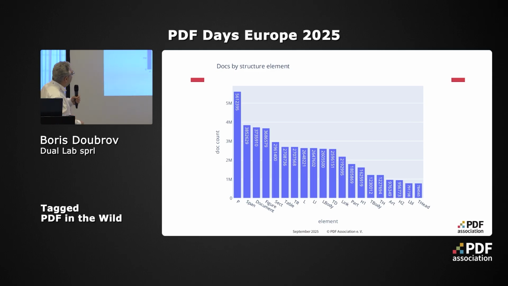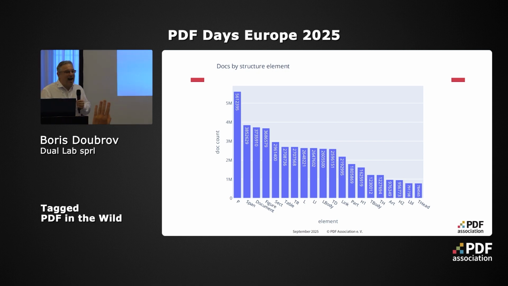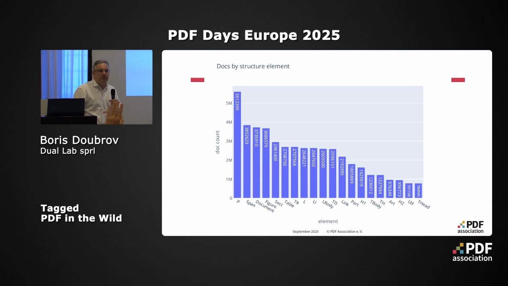So far that was just the total count of all elements. Then how many documents contain this or that tag. Again, P and Span win by a large number. Document is here next to Span. That's again not surprising, because a lot of tagged PDFs will have Document as the root of the structure tree.